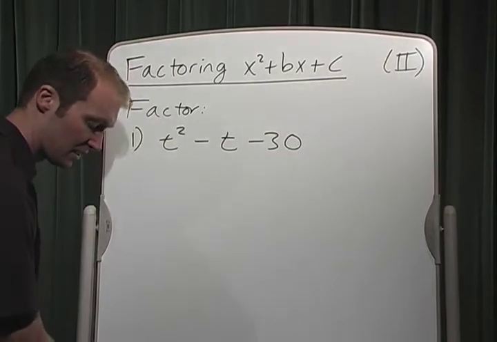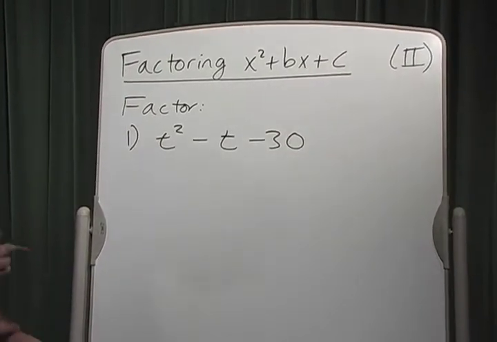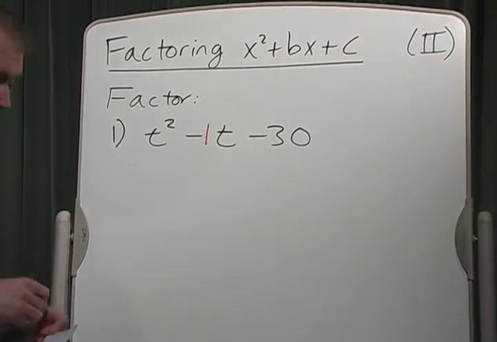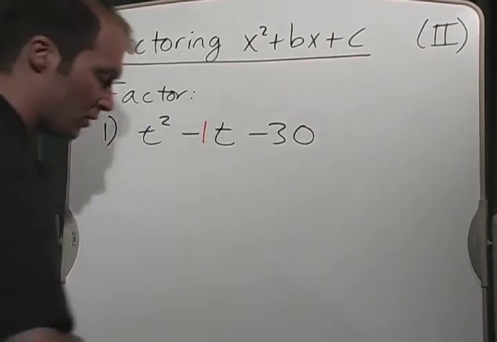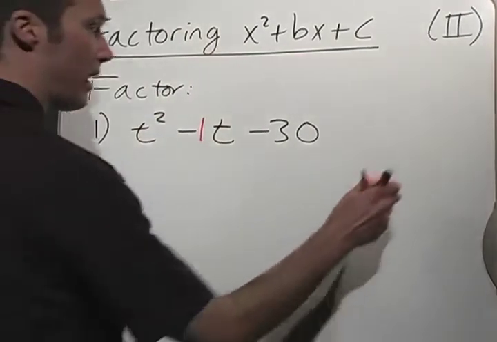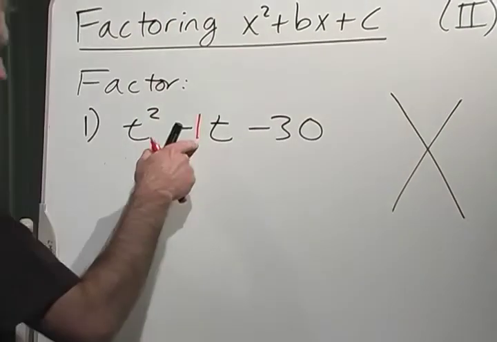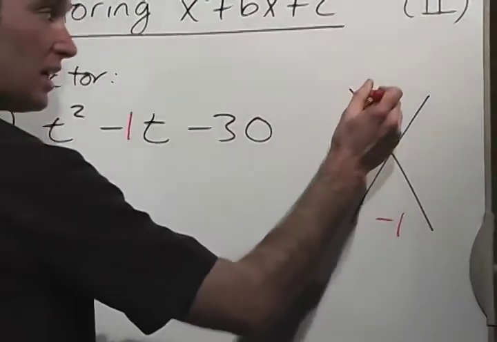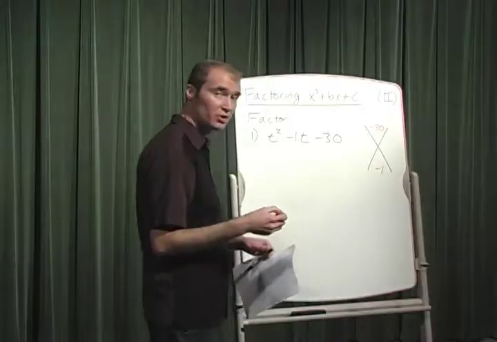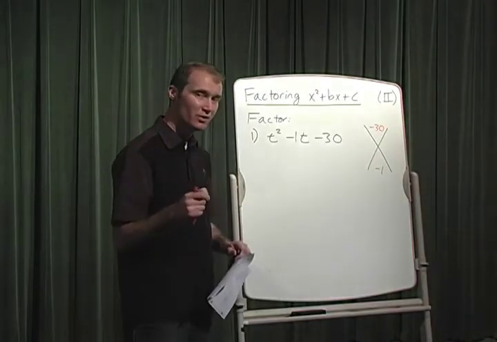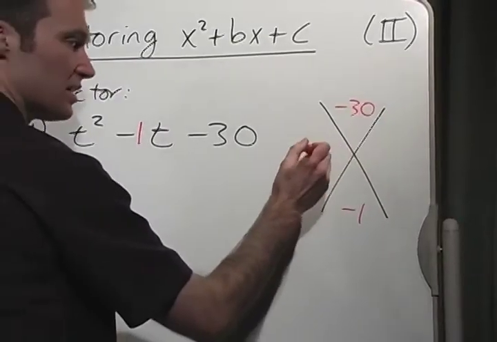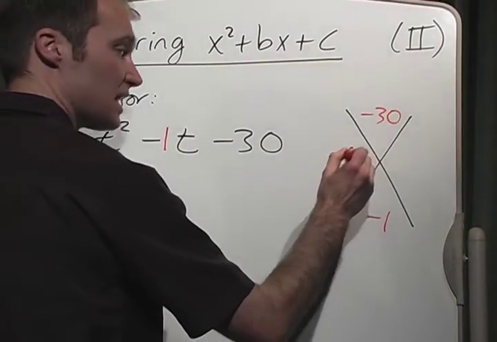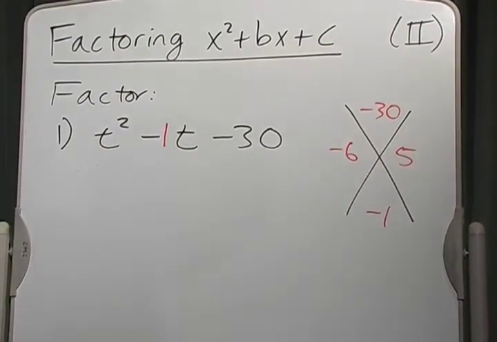Well, in this case, the coefficient before the t is a -1. So what I'm going to do here is grab that -1. That's what goes on the bottom. The -30 is what goes on the top. I'm looking for two numbers that multiply to -30. That means that they have to have opposite signs. One's negative and one's positive. It looks like -6 and +5 will do the trick.